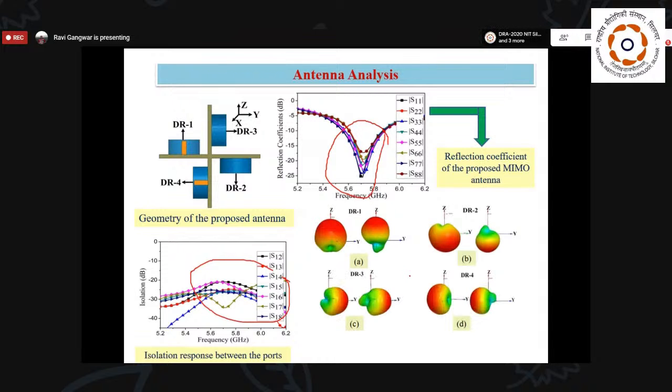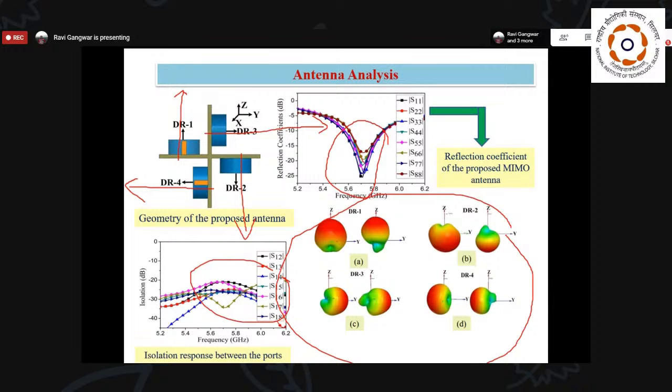And here, if you look at the radiation pattern, you can see that DR1 radiates into the positive Z direction, DR3 radiates into the positive Y direction, DR2 radiates into the -Z direction, and DR4 radiates into the -Y direction. So all the antenna elements radiate into different directions, and by using this geometry, we are able to cover almost the 360-degree angle.